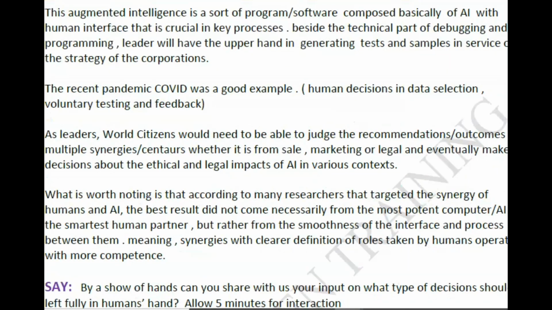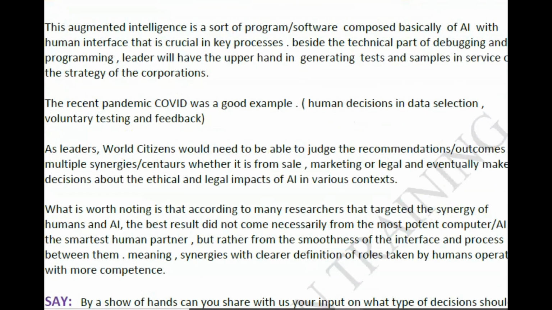So augmented intelligence, you can read it, but COVID was a good example of how leaders have to generate tests and samples, and how we have to incorporate wisdom and common sense into our best practices. So, human decisions in data selection, voluntary testing, and feedback are an example of how there was synergy between the technology and the humans in dealing with COVID. So, as leaders, world citizens need to be able to judge recommendations of multiple synergies, and we need to be able to look at the big picture and the system's impact.